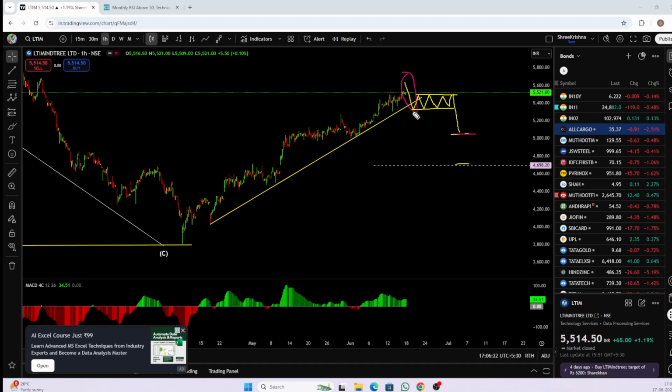If this move is very slow, then we are heading for 4,600. Because here, if this move is slow and it fails to make a new high, people will start selling. So when people start selling, the trend will extend here. If people sold here only, if the selling is completed in this consolidation phase, then it is very unlikely it will make a move below 5,000.